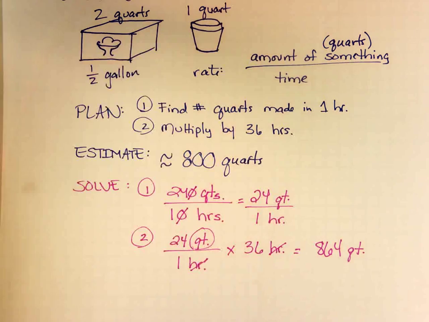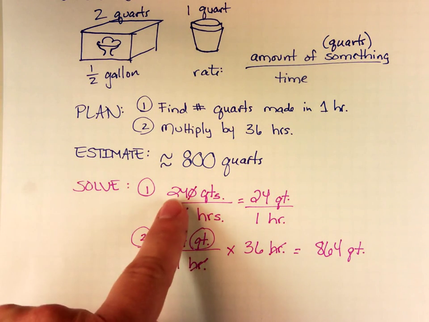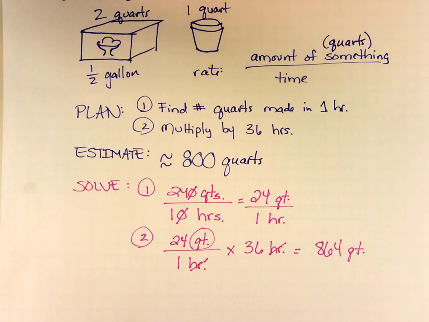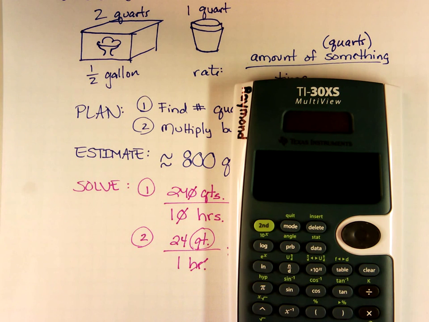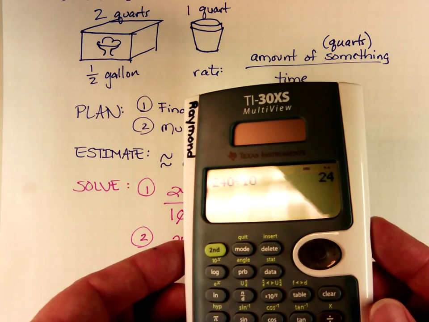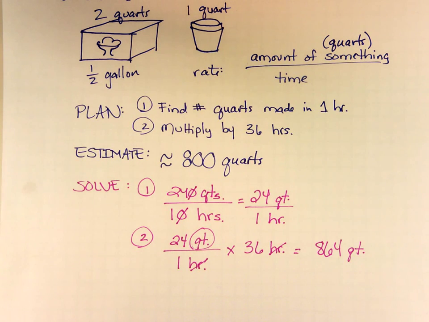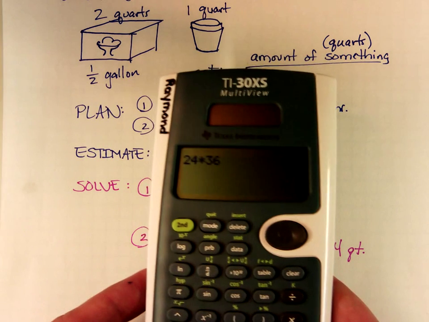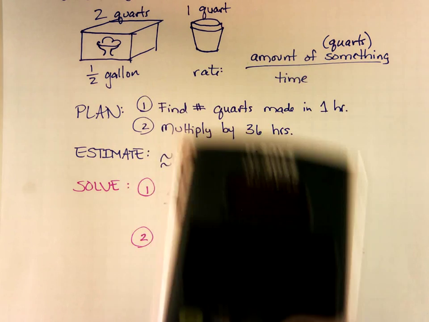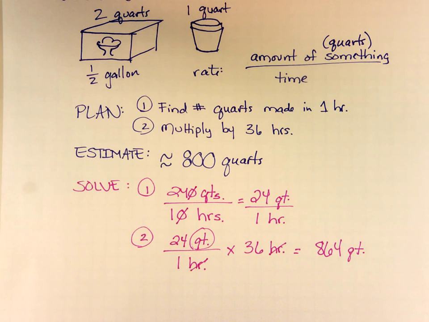Let's go back to this one where it says double check your math. And let's go back up. Where we had 240 quarts divided by 10 and we canceled out the zeros. Let's just use our calculator for that, for double checking. 240 divided by 10. It does say 24. Good. Now the next one. Let's multiply again. 24 times 36. 864. So we double checked our math.